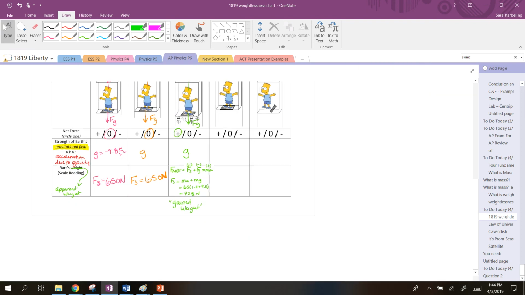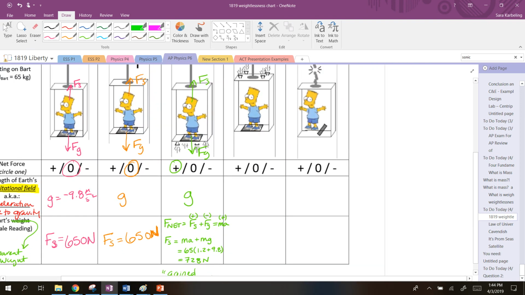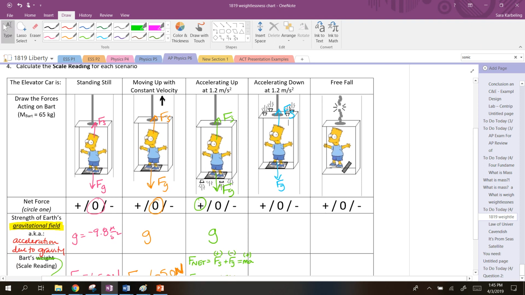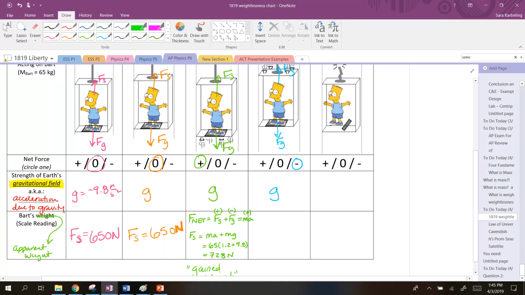All right. Let's find out what happens when he goes down. Accelerating downwards. What forces are acting? Same thing. Right? Patterns emerge. So FG is going down, FS is going up. The net force is now in what direction? It's in the negative direction. Has the gravitational field of the Earth changed? It has not. It is the same thing. Tell me what the scale reads now. You can probably make a prediction as to whether it's more or less than 650.